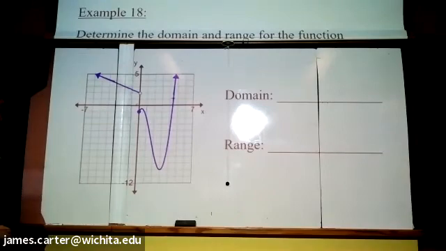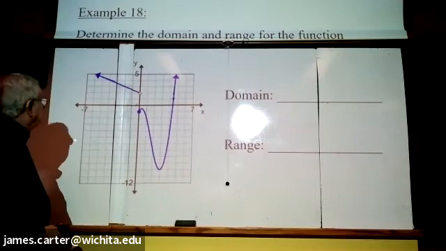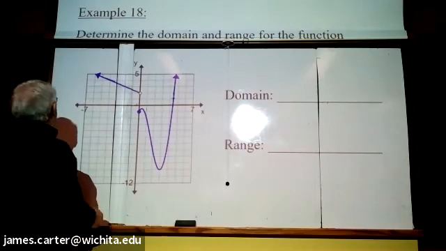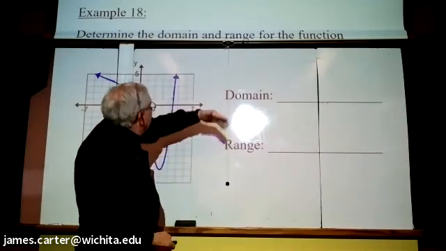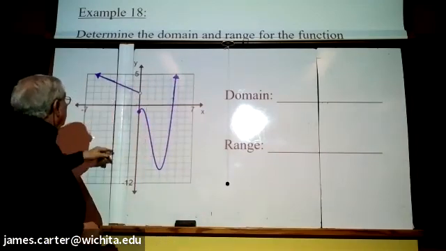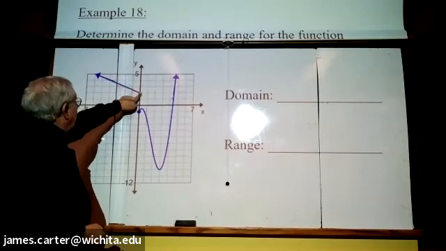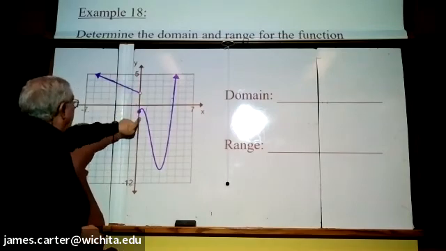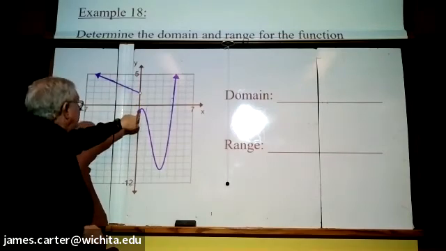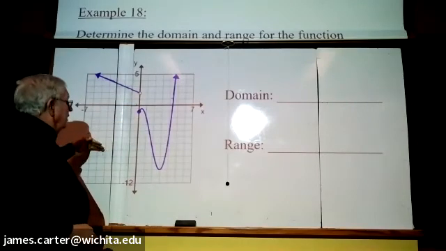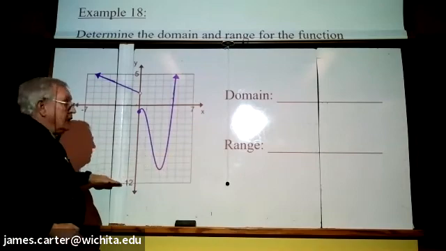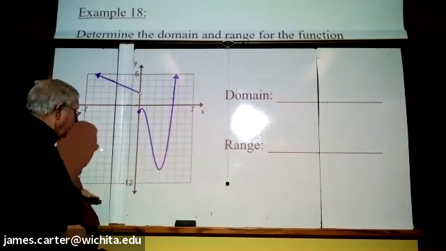Okay, here is a piecemeal graph. What is the domain? Well, this goes out forever. This goes out forever. And because this point on x equals 0 has at least one value in it, then the domain is negative infinity to infinity.